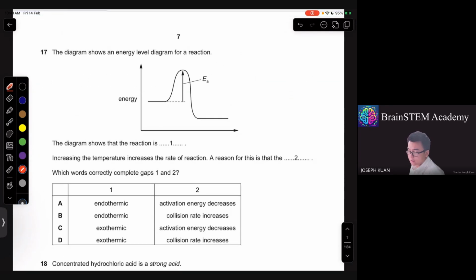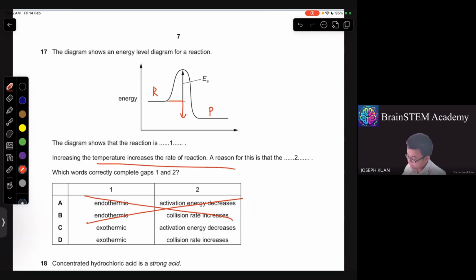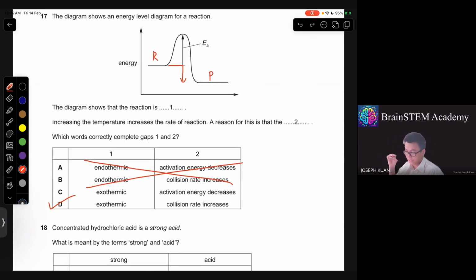Question 17. The diagram shows an energy level diagram for a reaction. And the reaction is actually an exothermic reaction because it has a greater energy content of reactants than products. So it's exothermic. And increasing the temperature increases the rate of reaction. A reason for this is that it actually increases the rate of collision between the particles, not decreasing the activation energy.